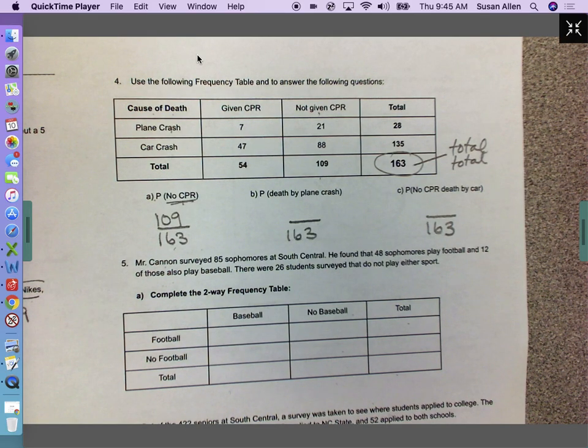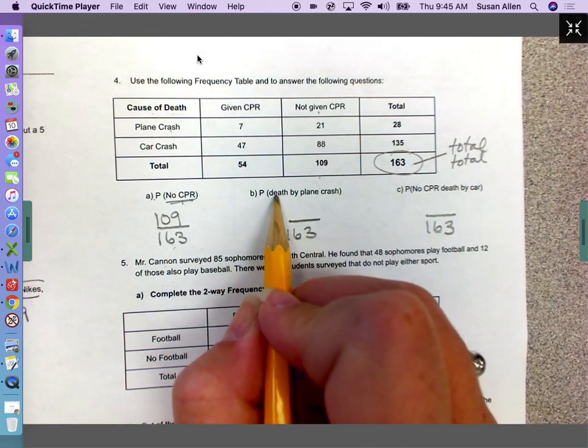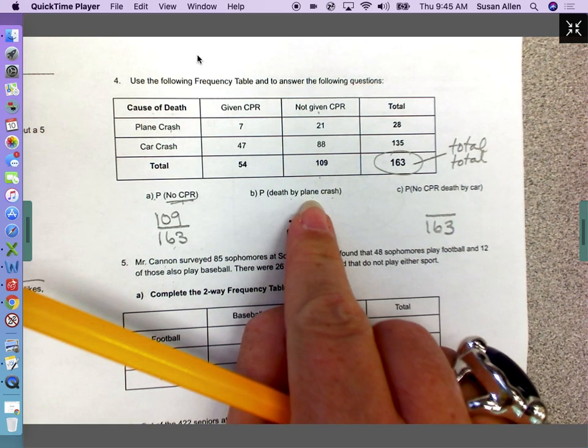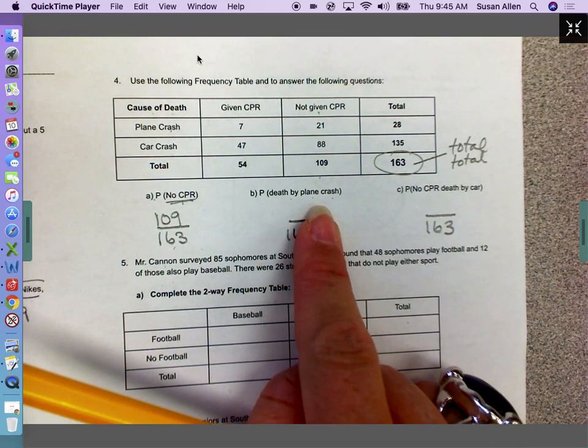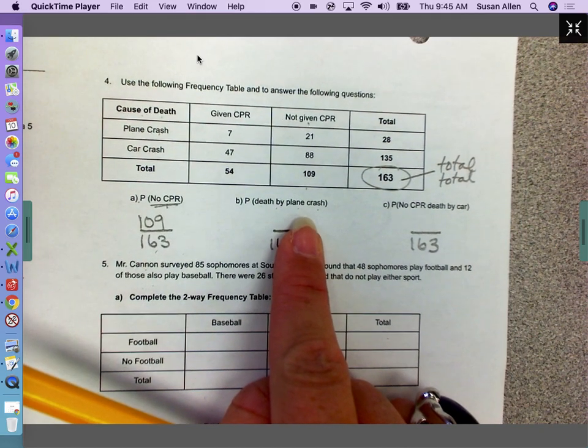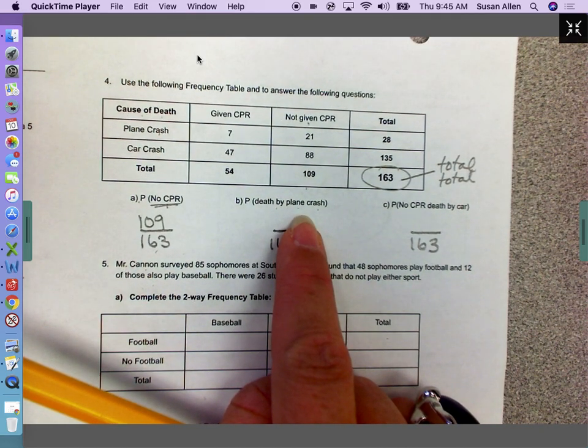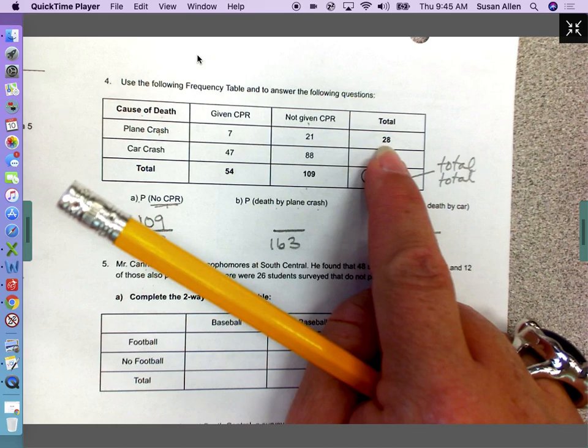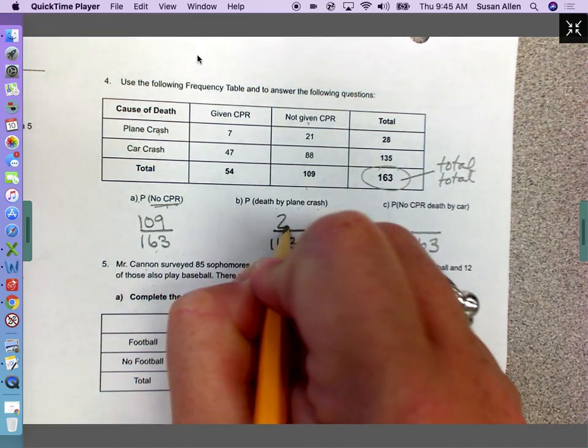Next, you are asked death by plane crash. Notice it does not say anything about whether these were given CPR or not CPR. So we are going to use the total of those that passed away by plane crash, and that'll be 28.